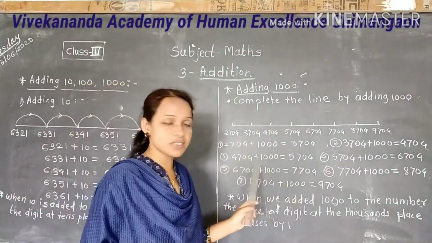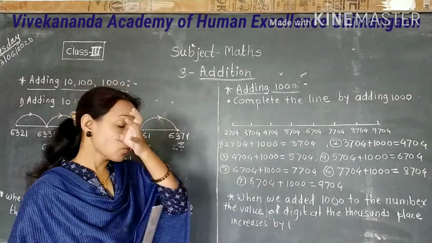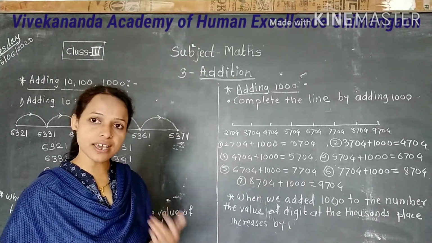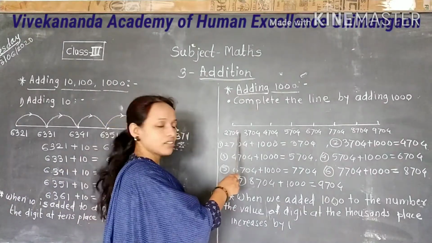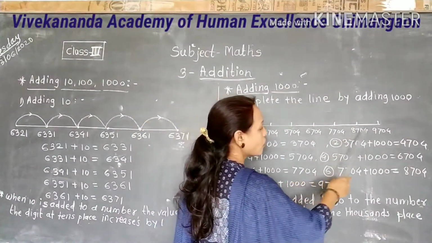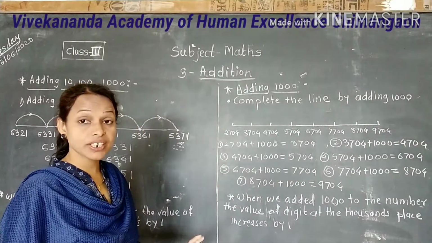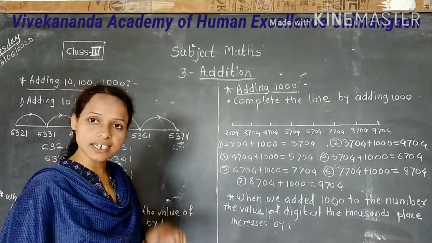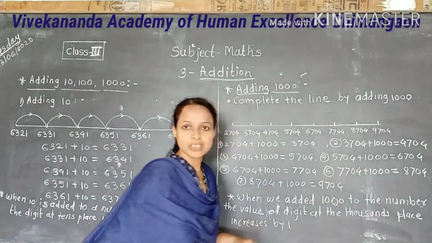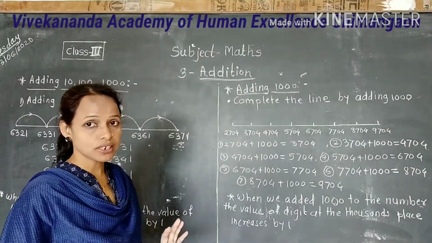But after this observation, what is your conclusion? That we will see. Now we will check the digit at ones place of each number first. See here, ones place digit of each number: 4, 4, 4, 4, 4, 4, 4, 4. Means the digit at ones place did not change. Now tens place digit: 0, 0, 0, 0, 0, 0, 0, 0. Means the digit at tens place also did not change.